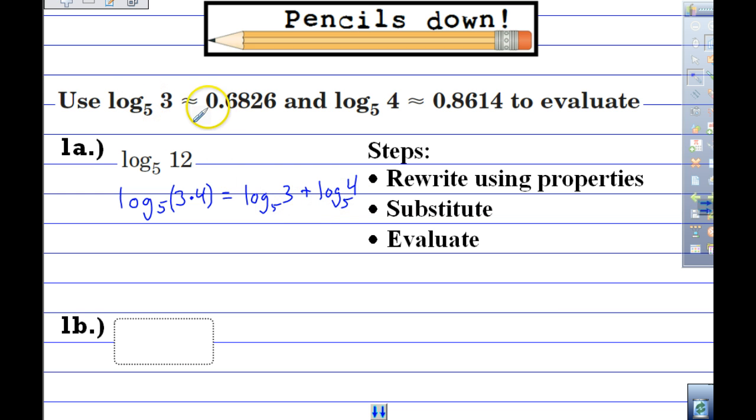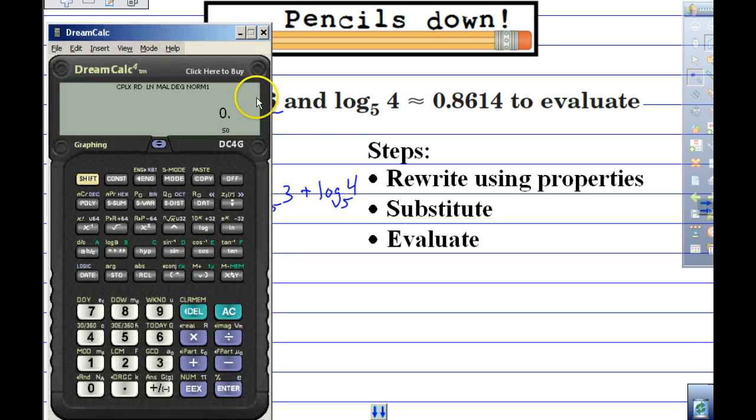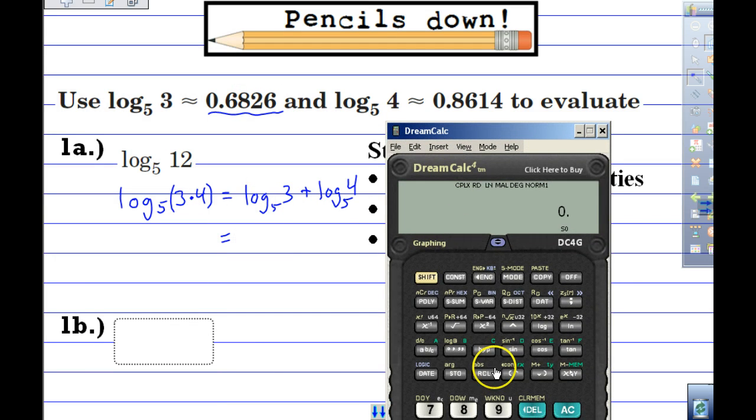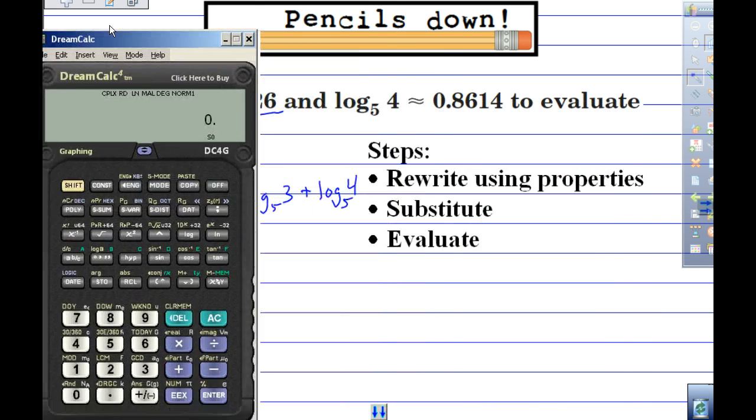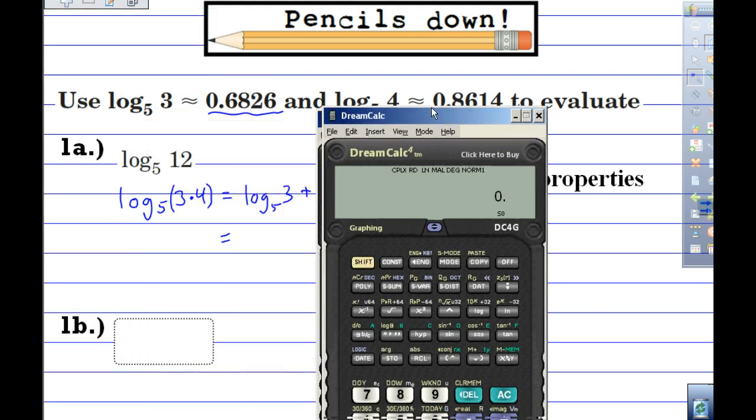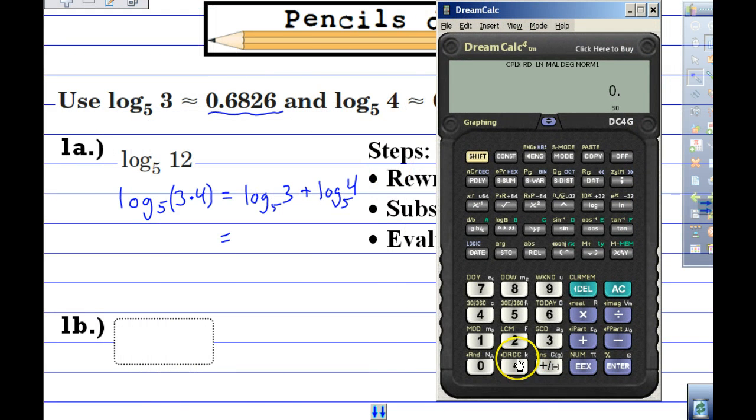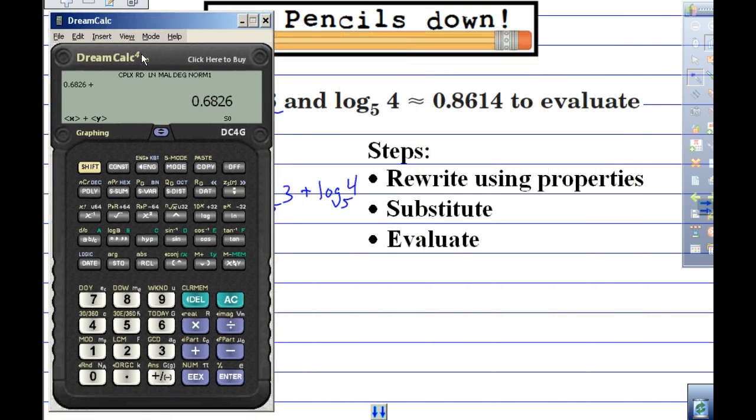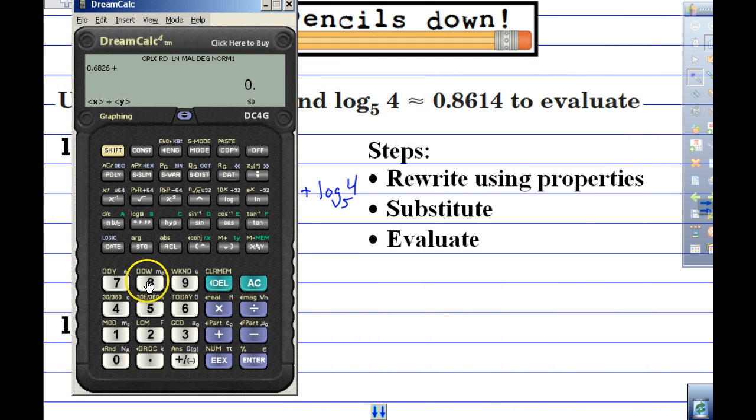If I know the log of 3 is 0.6826 and the log of 4 is 0.8614, I can go ahead and add those together and get my answer. So I can pull this up on the calculator here. Alright, so I'm going to have 0.6826 plus 0.864.